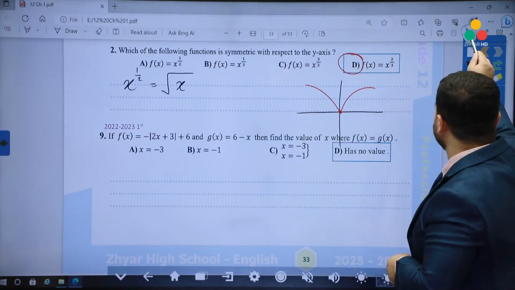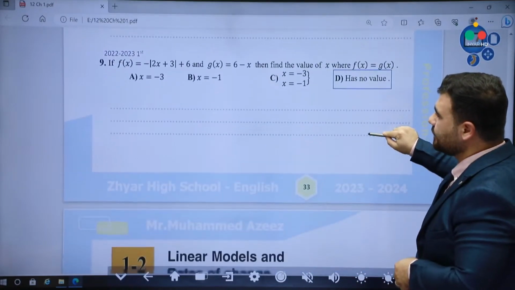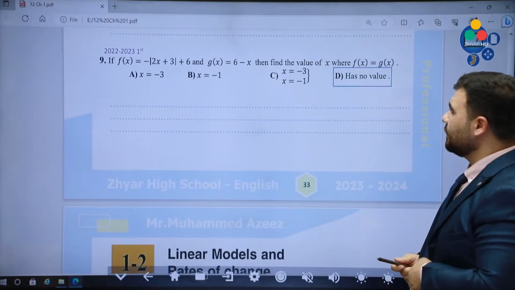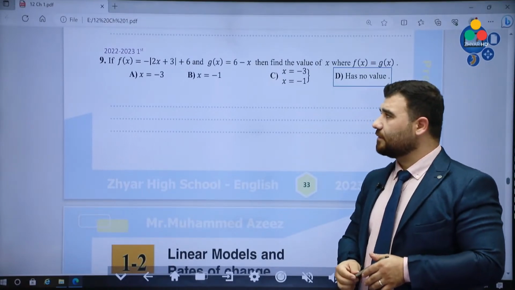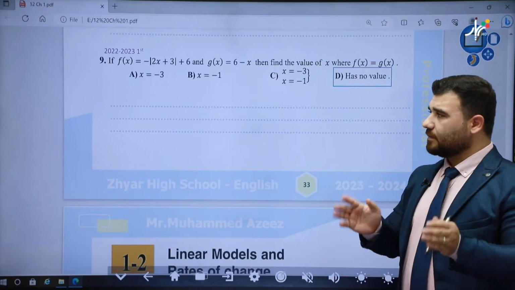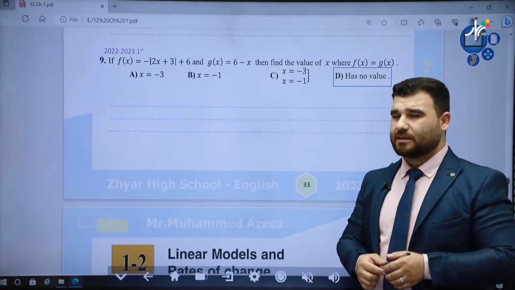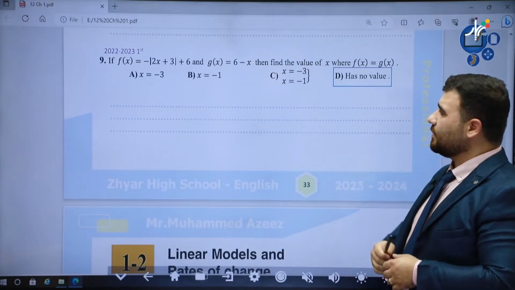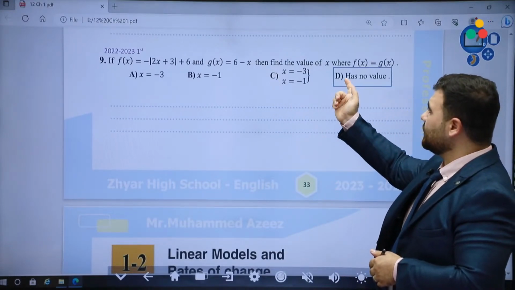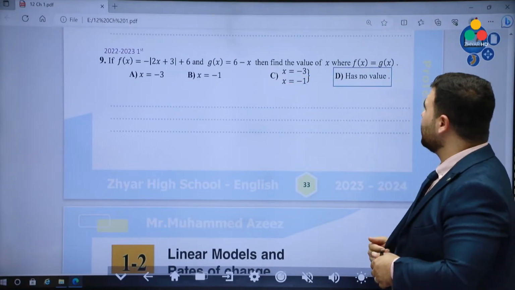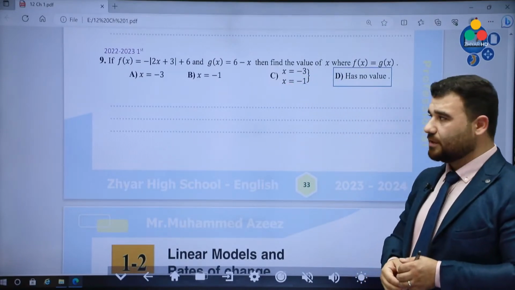9. If f(x) is negative absolute value of 2x plus 3, plus 6, and g(x) is 6 minus x. We have this question in the book, but the solution is different. Find the value of x where f(x) is equal to g(x).